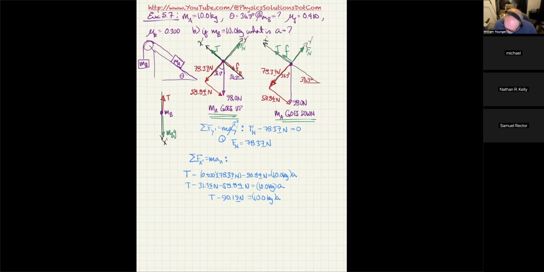Now, what we've worked out here is basically the summation of forces in the x direction, and what we could do is go ahead and solve for the tension in the rope. And when we did that, we'd say T is equal to 90.19 newtons plus 10.0 kilograms times a, whatever that acceleration would be.